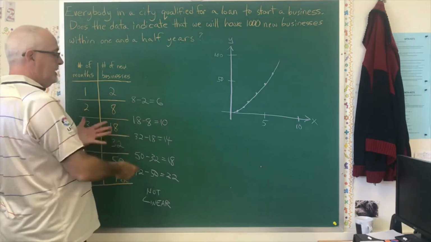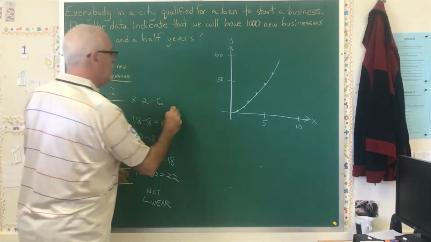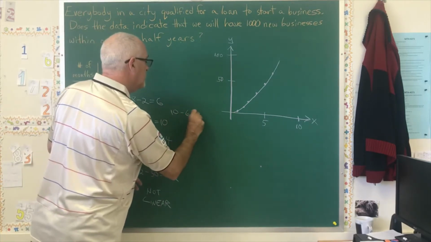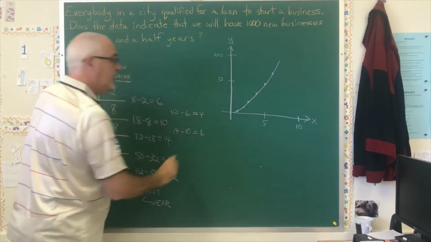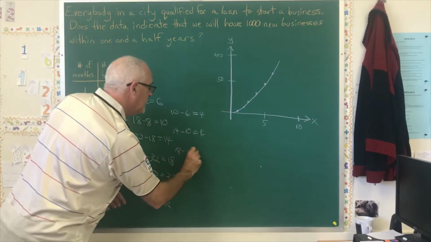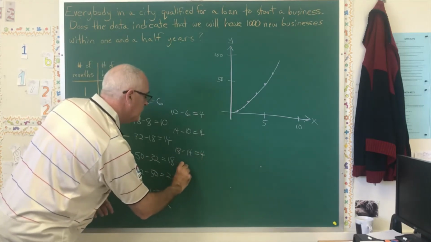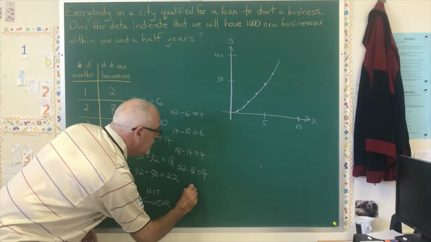The next thing I'm going to do is the second difference to see if it's quadratic. I'm doing the same thing, but I'm using the answers from the first difference. 10 minus 6 equals 4. 14 minus 10 equals 4. Oh, it's starting to look like a constant second difference. 18 minus 14 equals 4. 22 minus 18 equals 4. And I can see that it is quadratic.